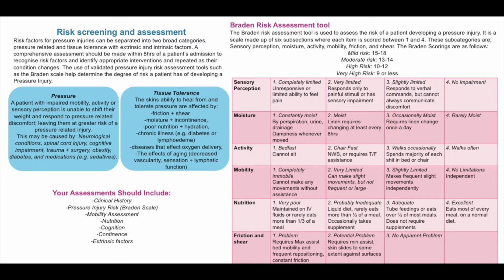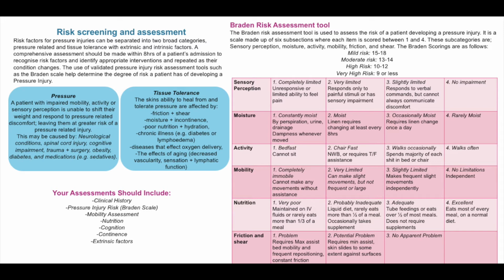Tissue tolerance risk factors. The skin's ability to heal from and tolerate pressure is affected by friction and shear, moisture and incontinence, poor nutrition and hydration, chronic illnesses such as diabetes or lymphedema, diseases that affect oxygen delivery, and the effects of aging, so decreased vascularity, sensation, and lymphatic function.